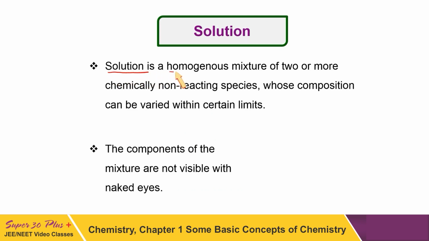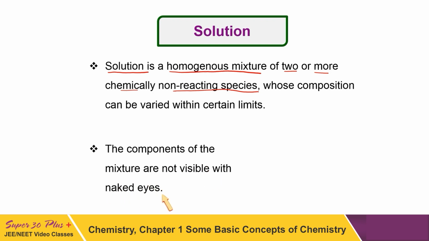Solution is a homogeneous mixture of two or more chemically non-reacting species, which simply means chemically they should not react with each other. Alright, if they react with each other, they will form another third substance. But in this solution, it is a mixture of two or more components, but they should be chemically non-reacting with each other. And the concentration of solution, that is composition, can be varied within a certain limit. The components of the mixture are not visible with the naked eyes.